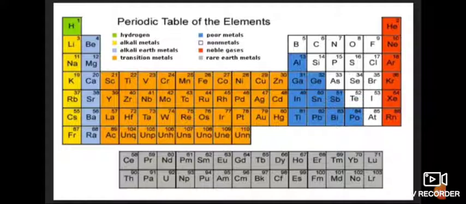So to predict the position of an element in the periodic table, we should know thoroughly the electronic configuration of a particular element.